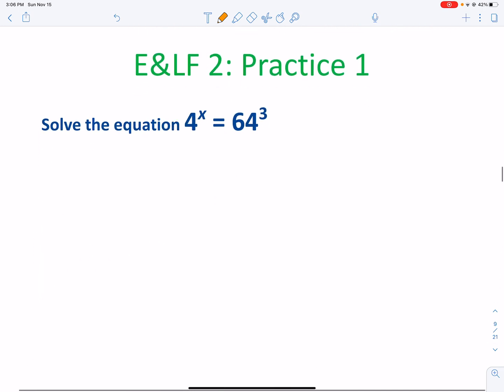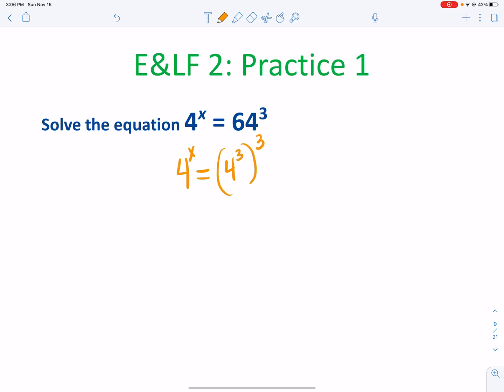Okay, so I'm going to say, try this one. I would like you to hit pause. I would like you to try it on your own. See if you can do it. Pause. All right, so when I do this, I would rewrite 64 as 4 cubed.